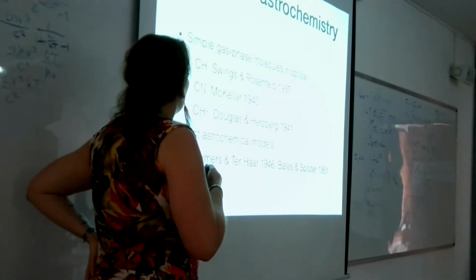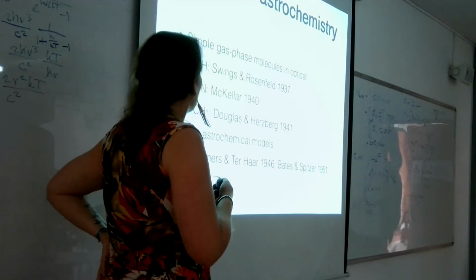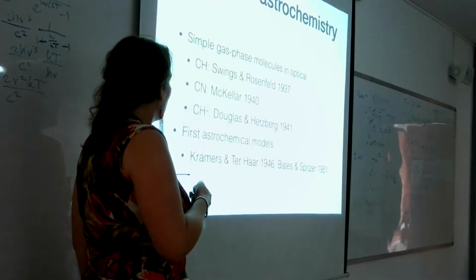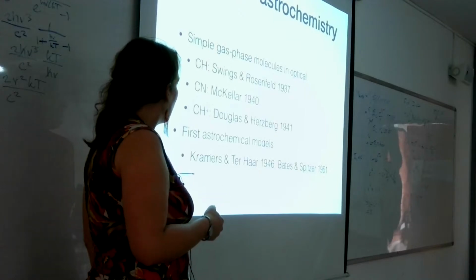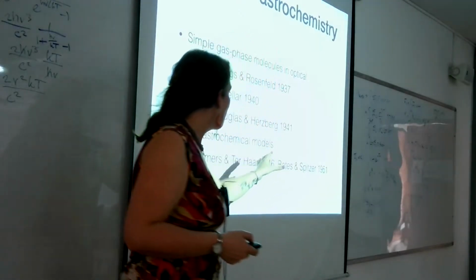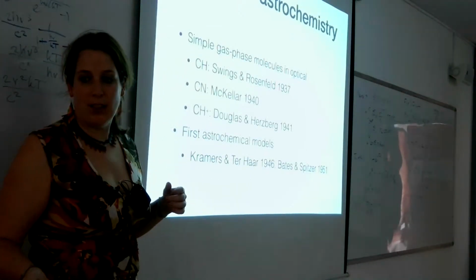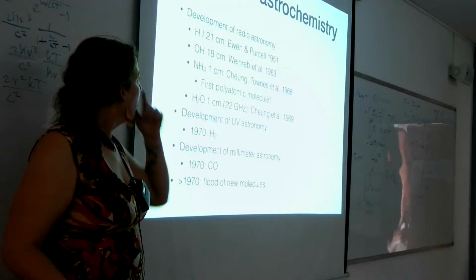So the first gaseous molecules were actually discovered in optical spectra: CH, CN, CH+, in the 30s and 40s. And then the first models trying to explain these detections were developed in the 40s and 50s. So this is still pretty long ago.